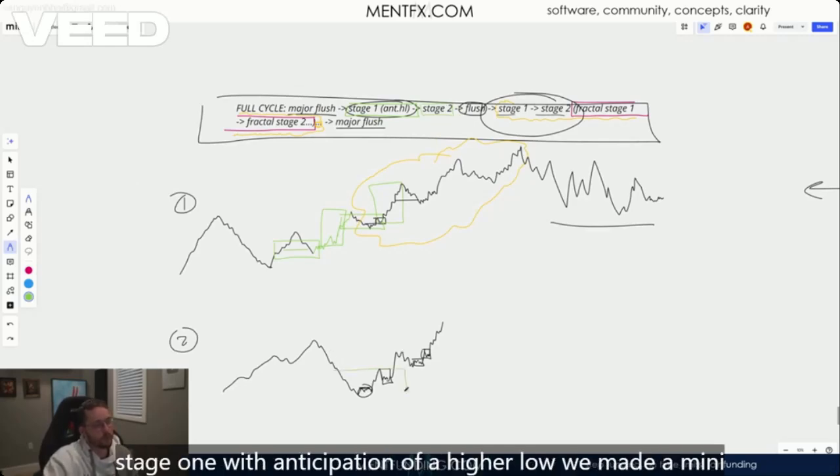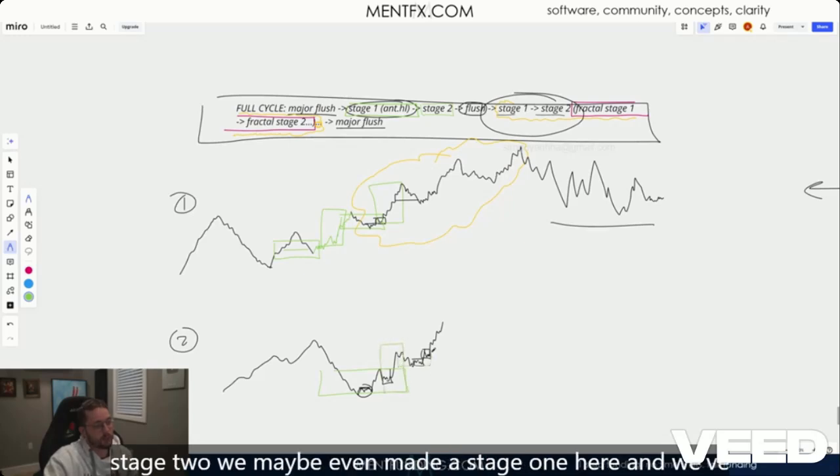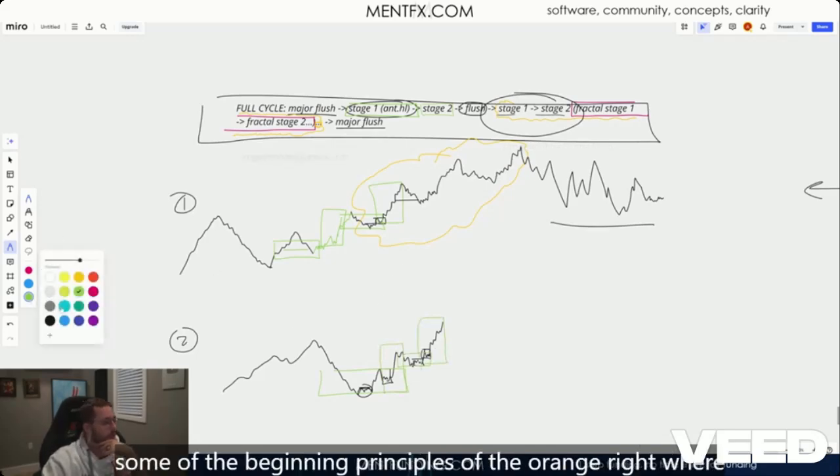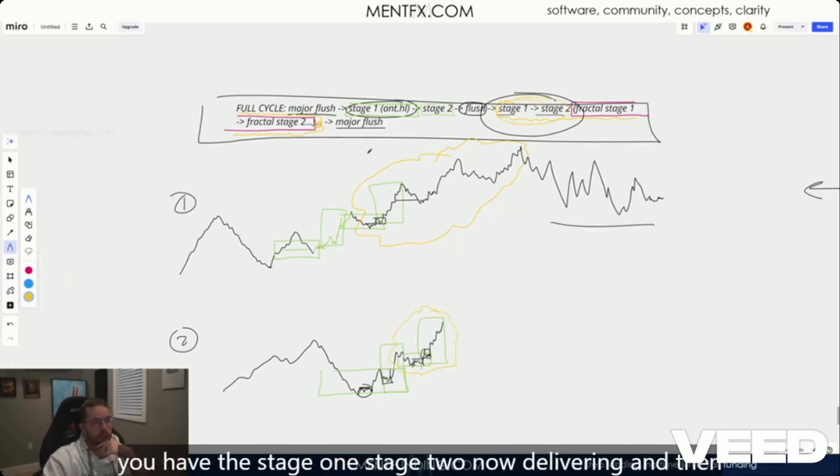We've created some kind of stage 1 with anticipation of a higher low. We made a mini stage 2. We maybe even made a stage 1 here, and we've started a stage 2. So if anything, we've actually reached some of the beginning principles of the orange, right? Where you have the stage 1, stage 2 now delivering.